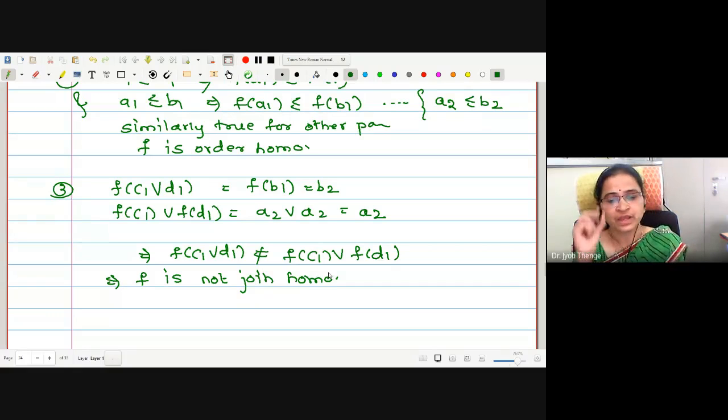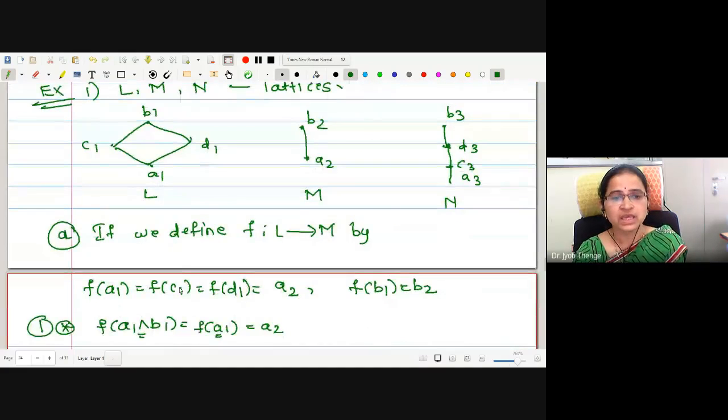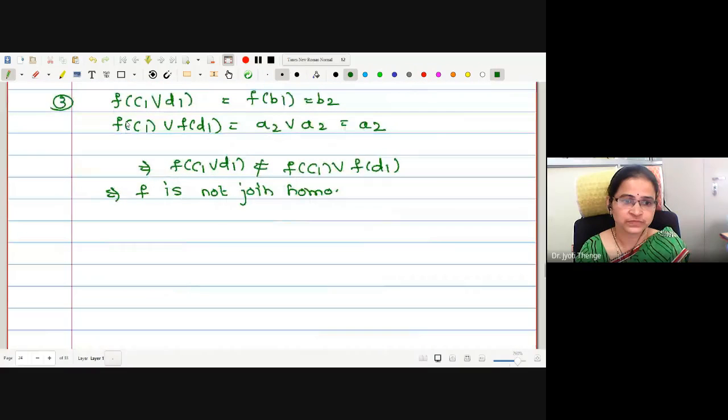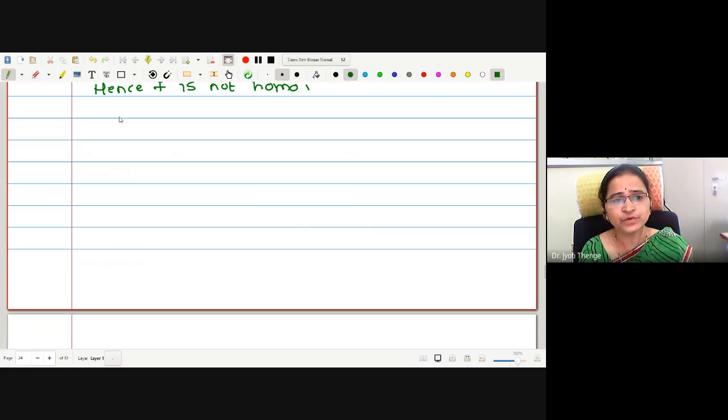Correct? What we have proved with this first example is that the mapping given to us here is meet homomorphism, is order homomorphism, but it is not join homomorphism. Therefore, may I say F is not homomorphism. Correct? I will give you another example with the same sketches.